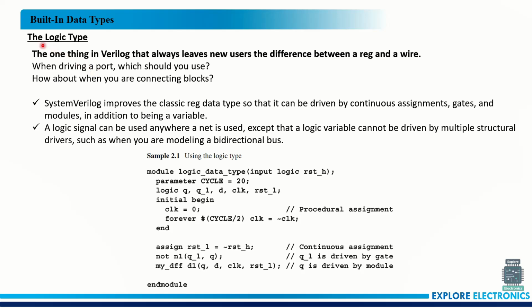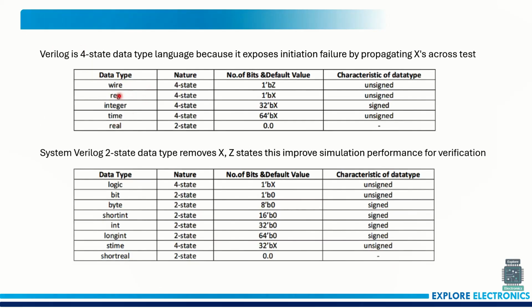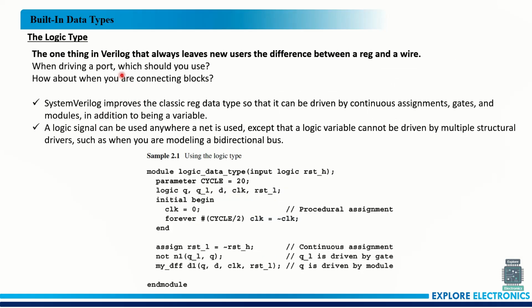The very first one is the logic type. You can see in Verilog, we don't have any logic data type. We have wire and reg. While declaring the output variables or any intermediate signals, we will have confusion about whether we need to use wire or reg. The one thing Verilog always leaves new users with is what is the difference between reg and wire. To avoid that, we can have a data type called logic in System Verilog.